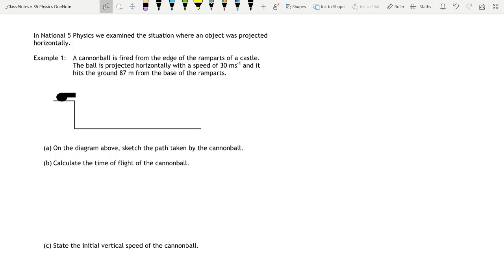So, first of all, on the diagram above, sketch the path taken by the cannonball. So it's projected horizontally, and then it hits the ground like that. And we're told it travels 87 meters horizontally. And it's projected horizontally at 30 meters per second.